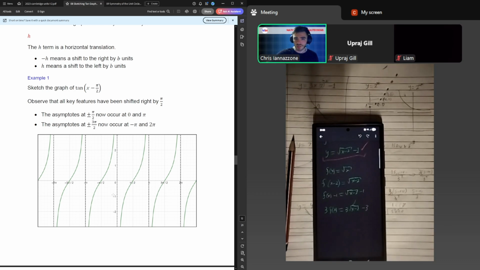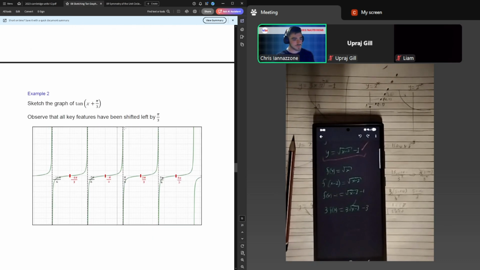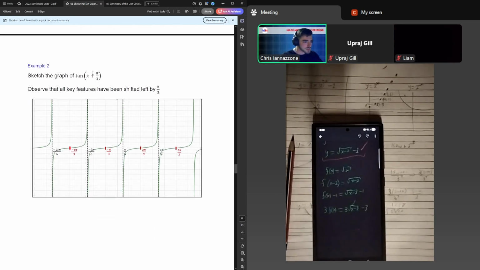So literally all the key features are moving right by pi over 2. Used to have asymptotes at plus minus pi over 2. Now they're at 0 and pi. They're forward by pi over 2. Same thing over here, right? Shifting everything by pi over 3. You're now going to cut at negative pi over 3, cutting at these additional spots.